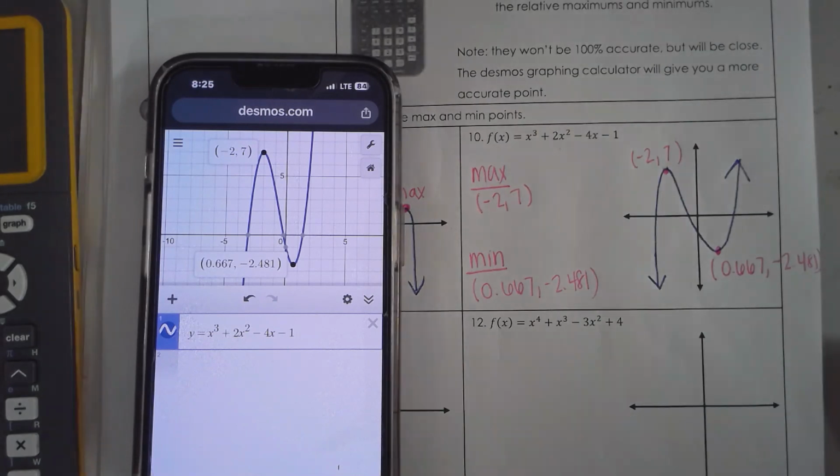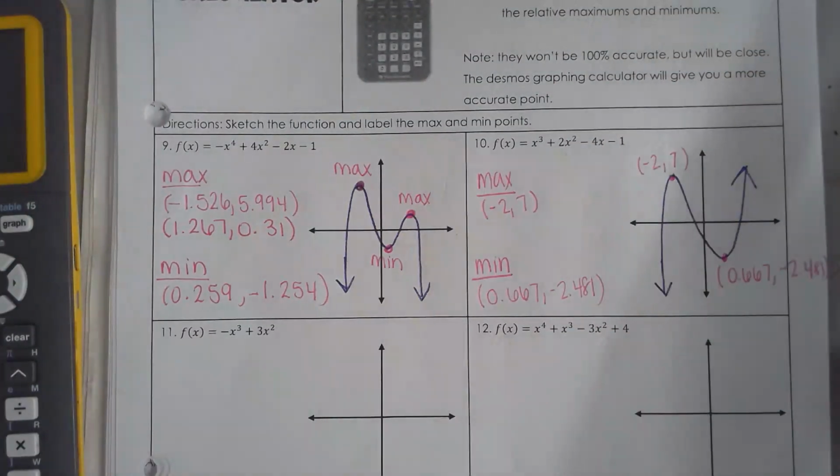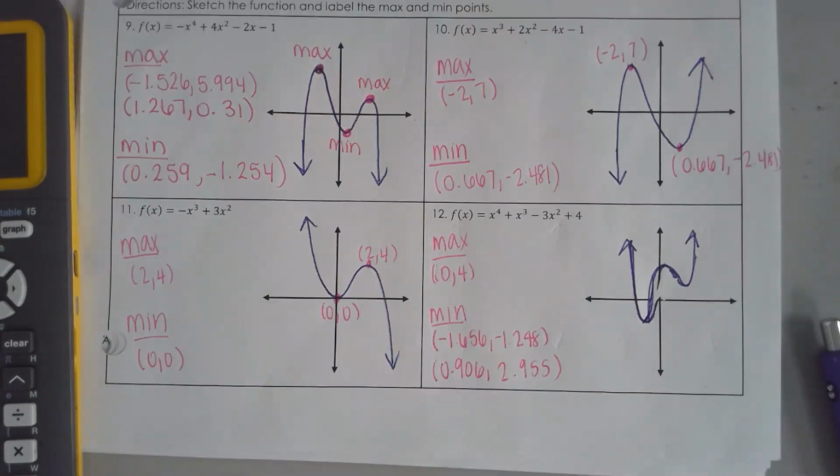Yeah. All right, do numbers 11 and 12. Find the max and mins. Use Desmos. Mr. Cope's test. Look up here, see if your max and mins match what I have. Yep, they're right on yours. Perfect. All right. Any questions? That's light work. All right.